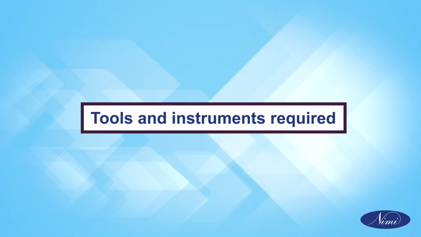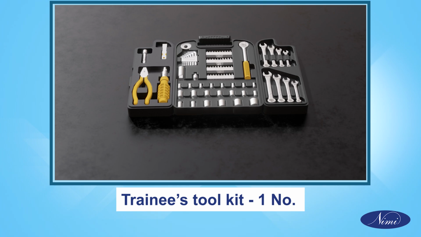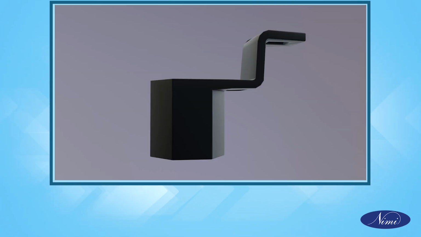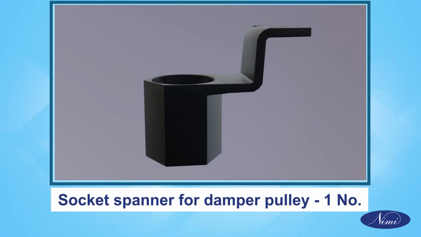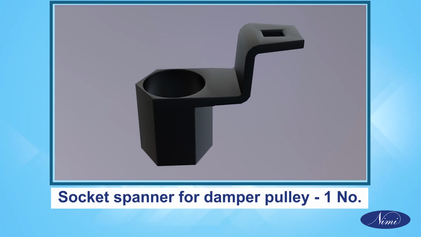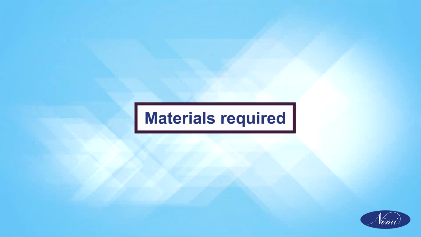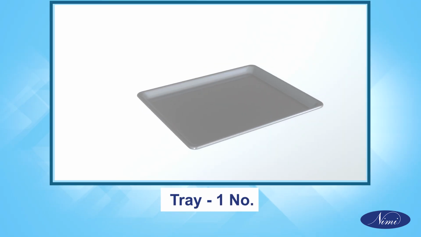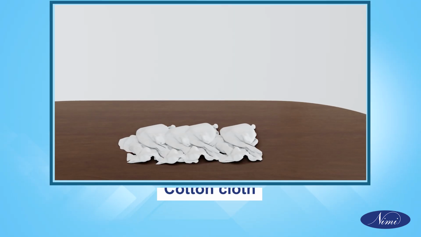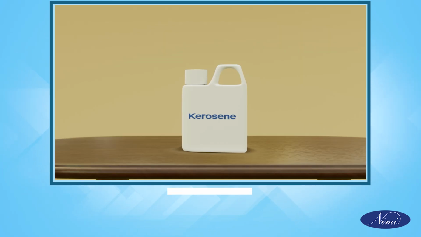camshaft. Tools and instruments required: Trainee's toolkit 1 number, socket spanner for damper pulley 1 number, pulley puller 1 number. Materials required: tray 1 number, cotton cloth, kerosene.